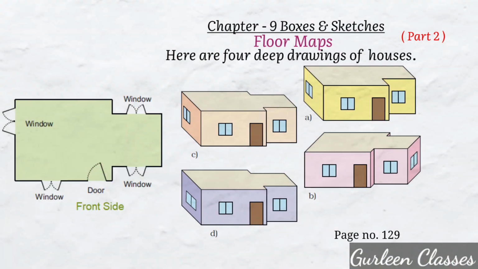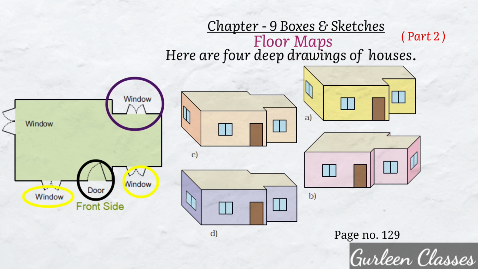So here you can see floor map of Vibha's house. At front there is one door and 2 windows. Then back side there is one window and left side there is another window. So now let us see 4 deep drawings of houses and which one is Vibha's house.